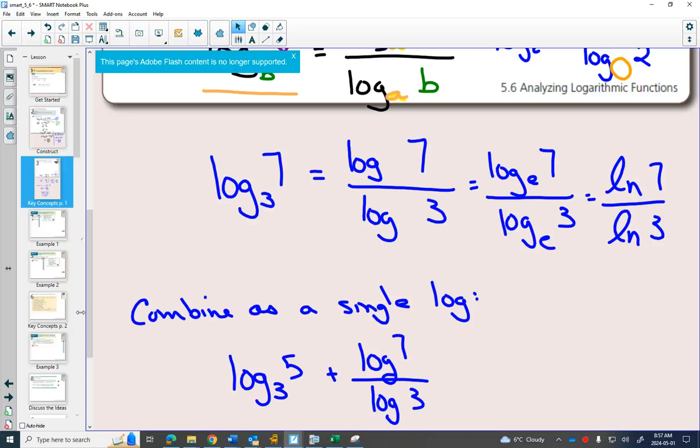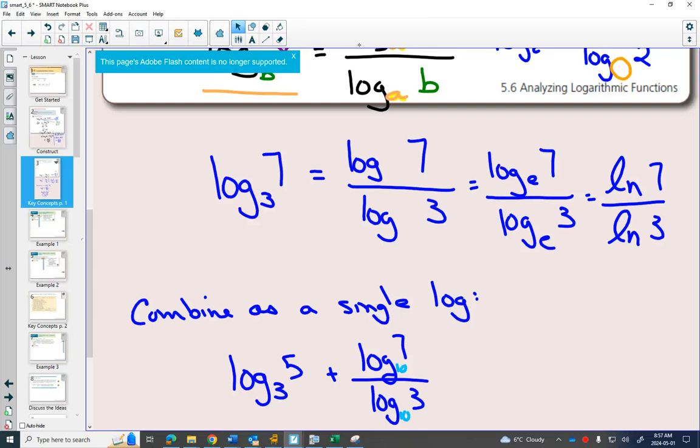So this says combine as a single logarithm. The first problem I see here, right, these ones are just logs, so there'd be like invisible tens there. And the other one is a log base 3. They're not the same base. So if logs aren't the same base, you cannot use log laws to work with them. We want to get a single logarithm.